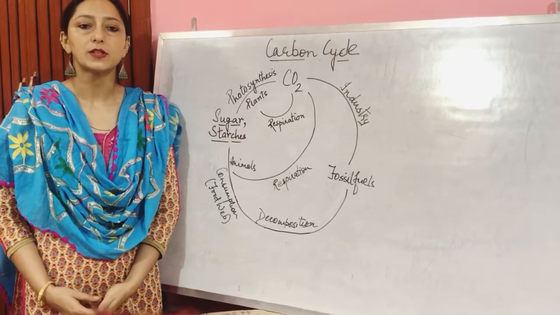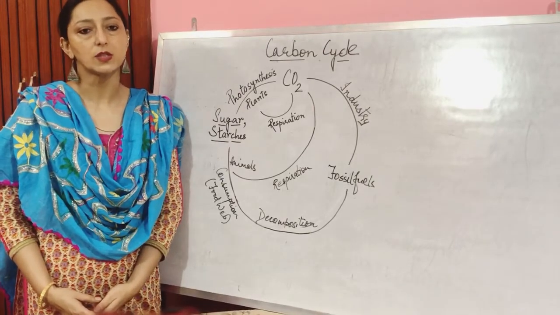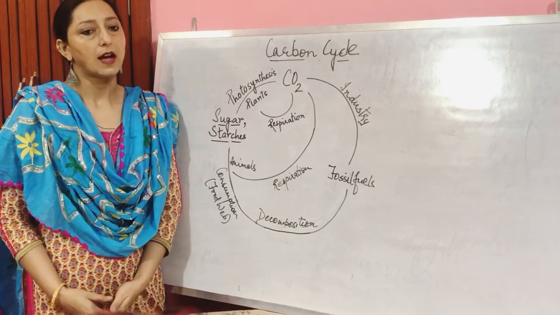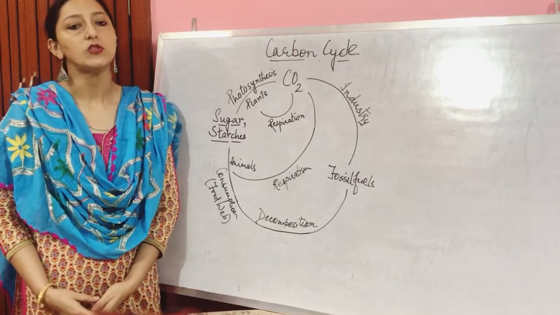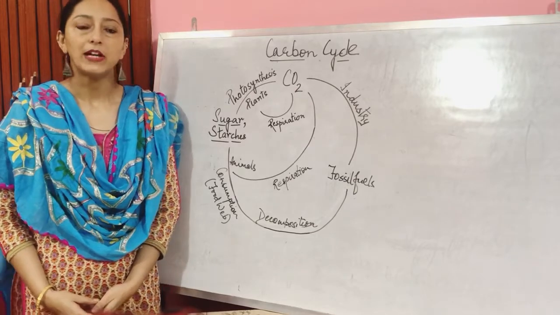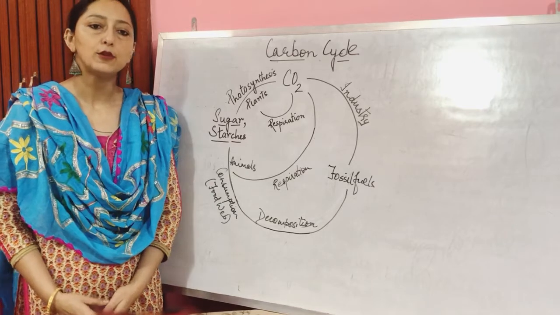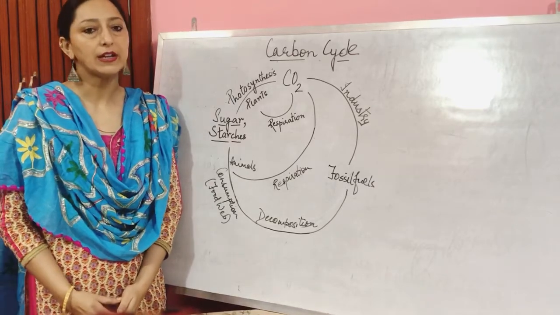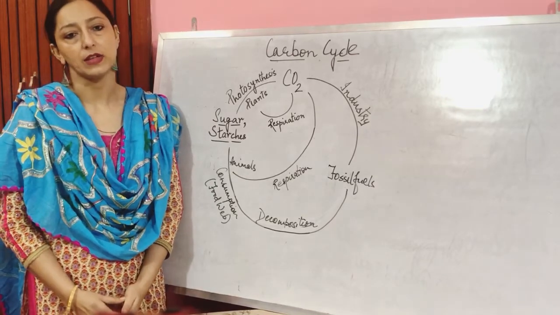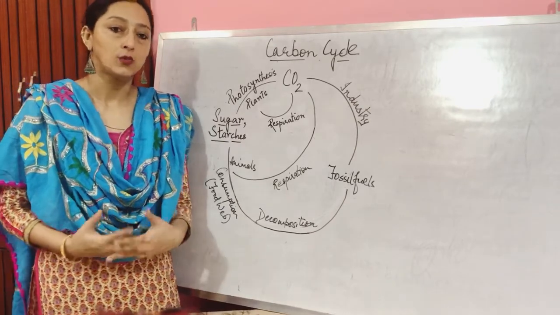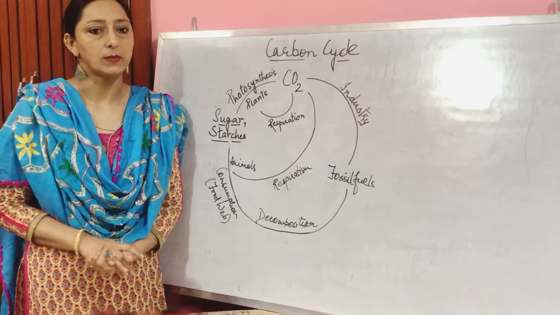Hello children, today in this video we are going to discuss the carbon cycle. The carbon cycle is a biogeochemical cycle. Biogeochemical cycle means the cyclic flow of nutrients between the non-living environment and living organisms. Non-living environment means soil, air, water. Okay, so this is a biogeochemical cycle.